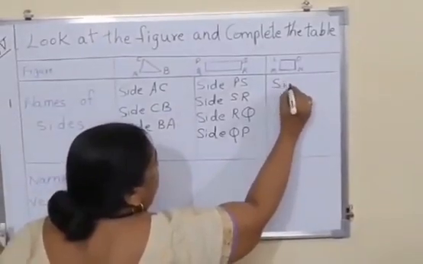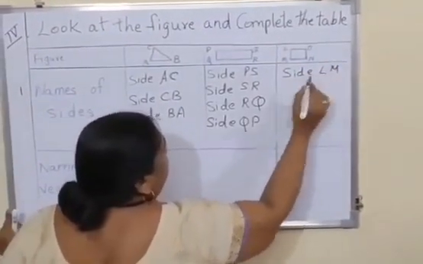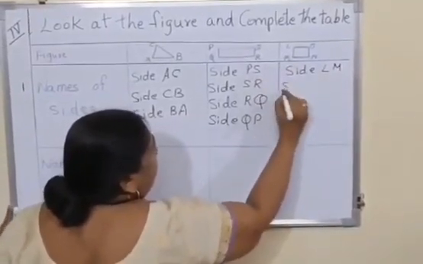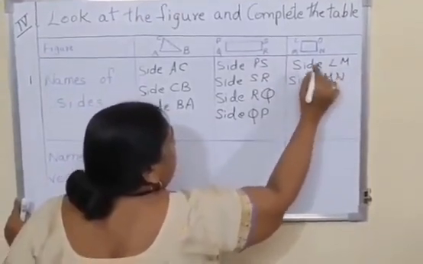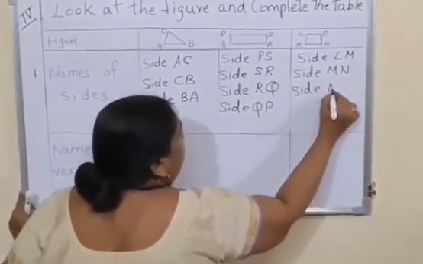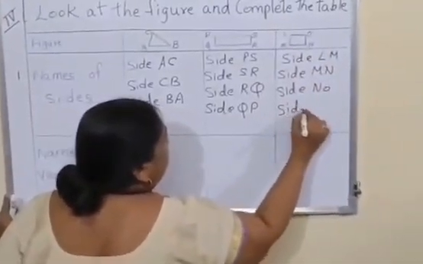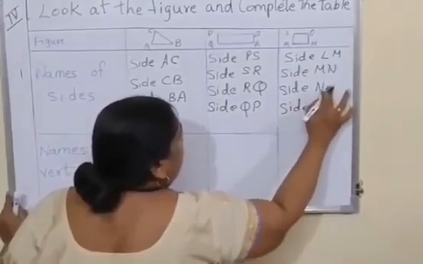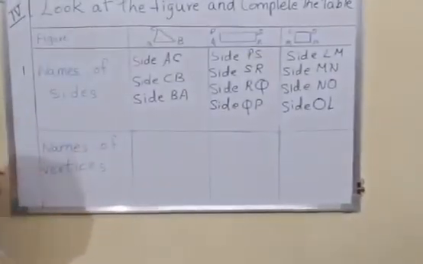Now we will write the sides of the square. We will write side LM. Let us start from here. Side MN. Side NO. And then side OL. And all the letters you have to write in capital.